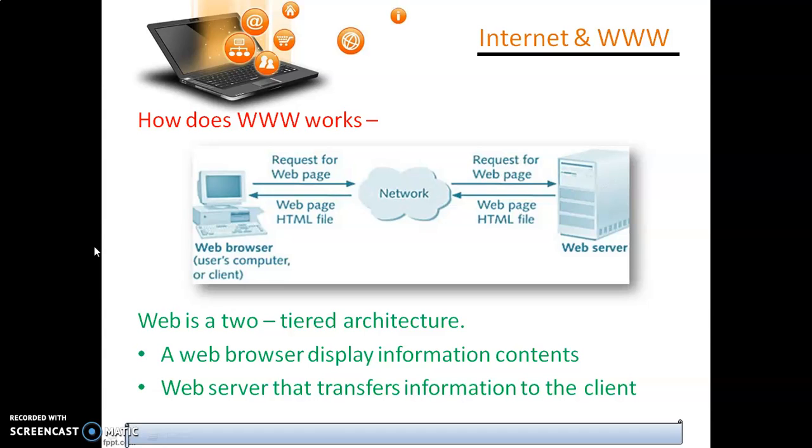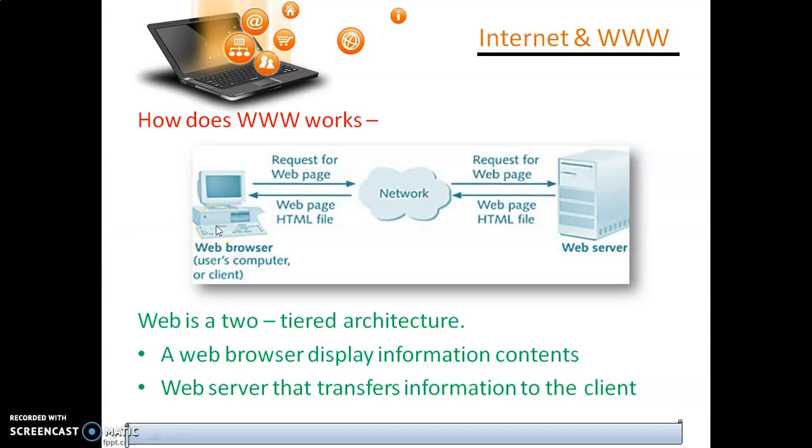Now as I told you, the web is a two-tiered architecture. Two-tiered architecture means there is a transfer of information between two things: a web browser that displays information content, and a web server that transfers information to the client. You can think of it as the browser being the request maker and the web server serving the request.